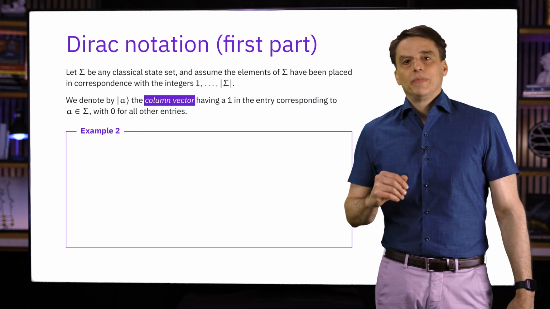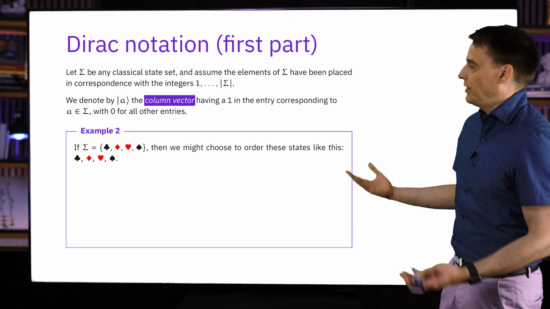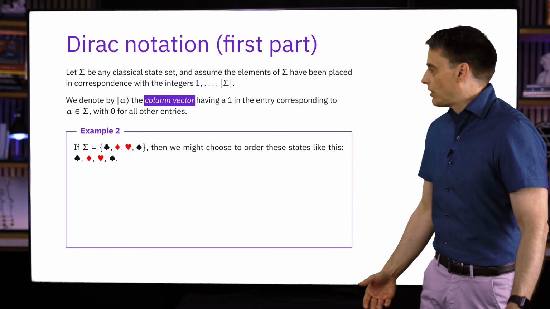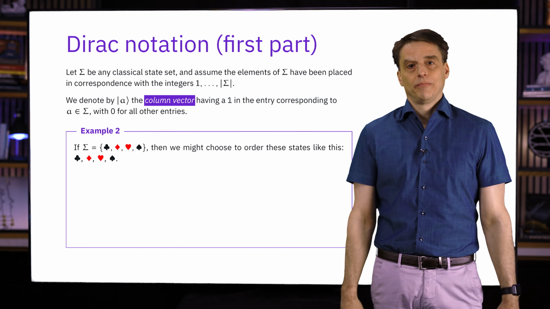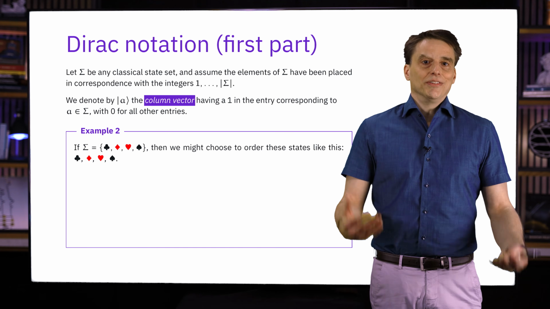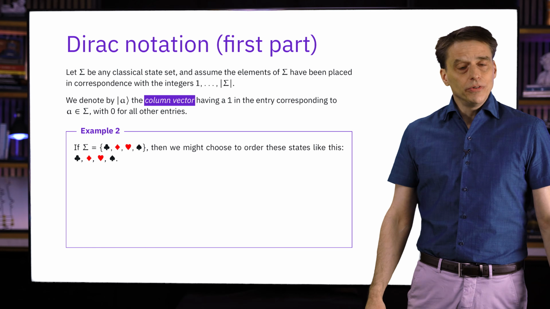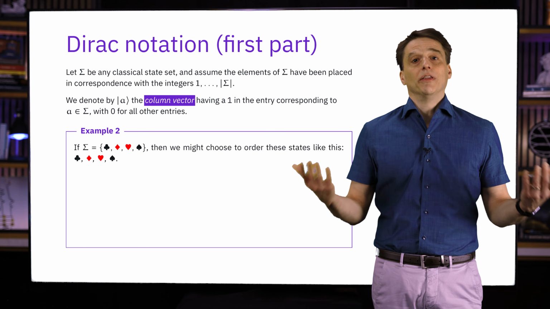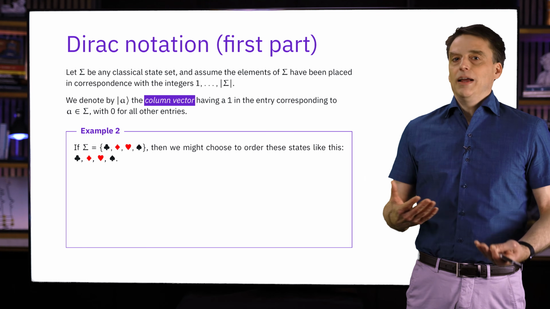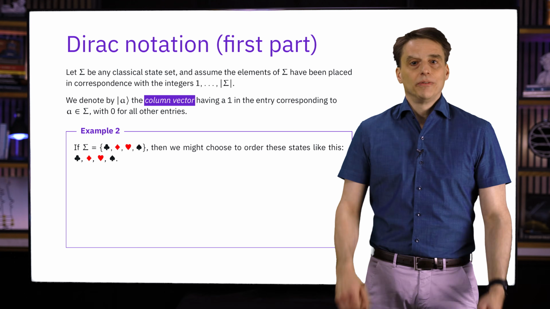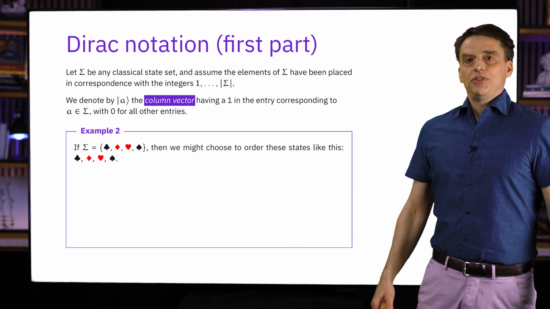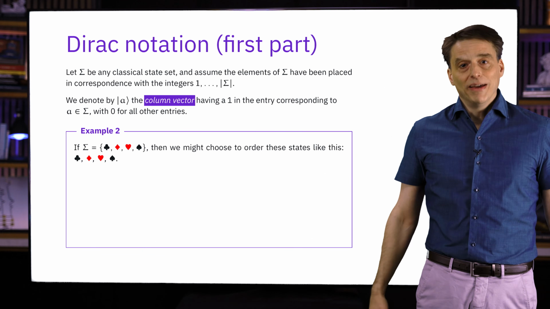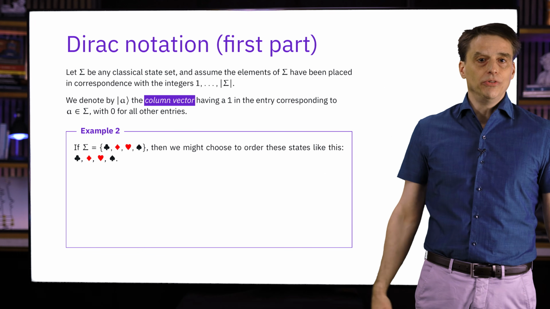Here's another example. In this example, we have a classical state set sigma corresponding to the 4 suits in a standard deck of playing cards: clubs, diamonds, hearts, and spades. In this case, there really isn't a universally agreed upon ordering of these suits. For many card games, there is no ordering at all. They're just 4 different suits, and that's all that matters. And there are different card games that do order these suits in different ways. But it doesn't really matter. We can just choose an ordering like the one that you see right here. This happens to be alphabetical ordering according to the names of these 4 suits written in English.